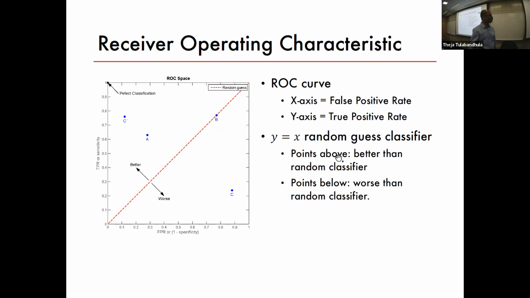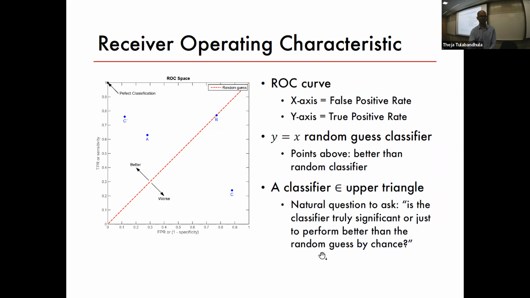As I just mentioned, points above are better than the random classifier, and points below are worse than the random classifier, and that's why we said we can flip the sign. The question we want to ask next is: is the classifier truly significant, or is it performing better than random guessing by chance? You can imagine that a classifier in this region, if it's closer to this red line, maybe that estimated performance is actually not good, because we have limited validation data over which we can say how good the performance is. So maybe that's actually overlapping with the performance of the random guessing classifier. So you want to be as far away from it as possible. That's what I want to say here.